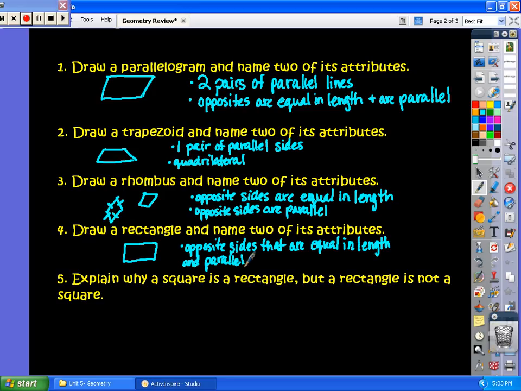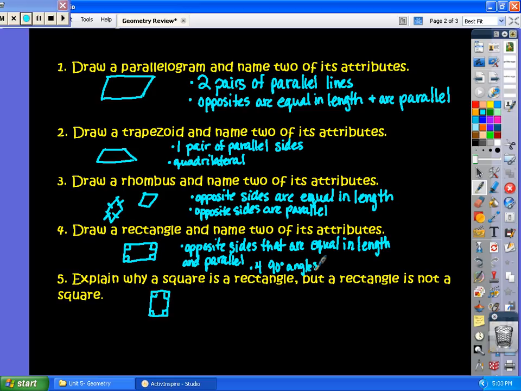Okay? Number 5 says explain why a square is a rectangle, but a rectangle is not a square. Okay? A square is a rectangle because it has all the same attributes of a rectangle. It has the opposite sides are equal in length, right? Okay? Opposite sides are also parallel. And with our rectangle too, which I forgot to mention, it has 4 90-degree angles. And so does a square. Okay? So we can write this down too. 4 90-degree angles.